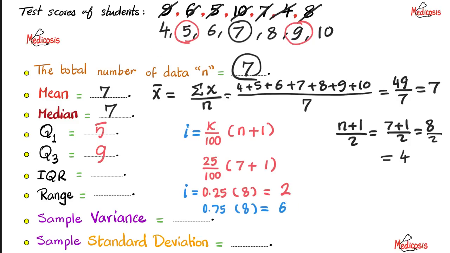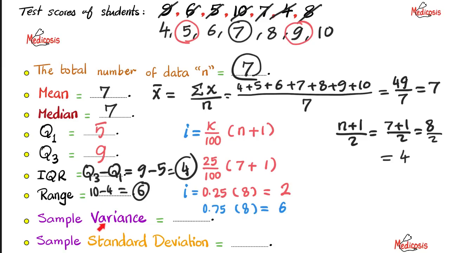This is the first, second, third, fourth, fifth, and 6th, which means Q3 is 9. The interquartile range is always Q3 minus Q1. Q3 here is 9. Q1 is 5, as you see. 9 minus 5 equals 4. Range. The range is the maximum value, 10, minus the minimum value, which is 4. 10 minus 4 equals 6.